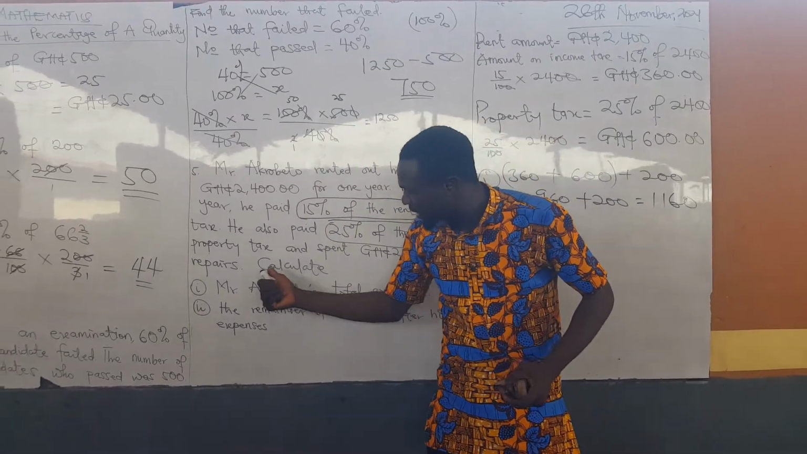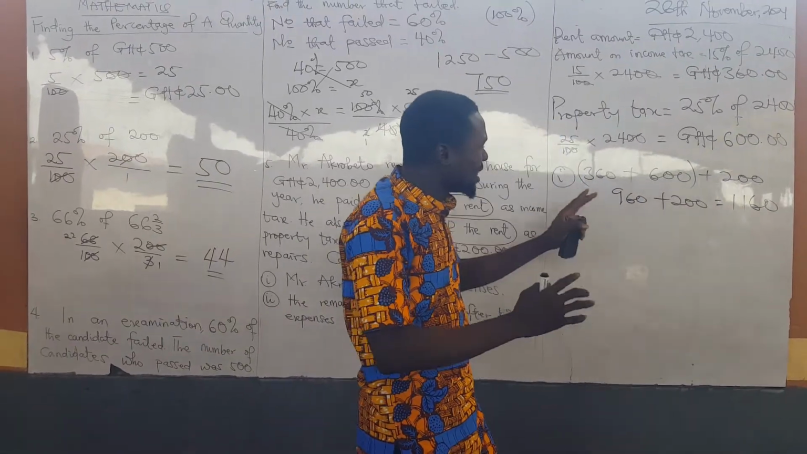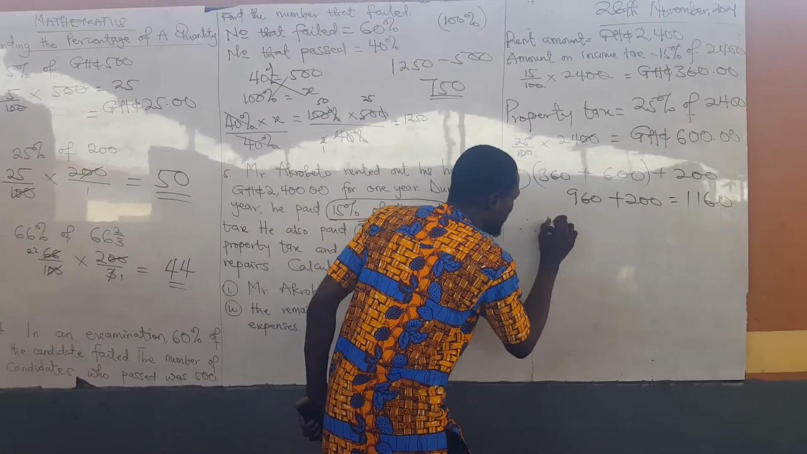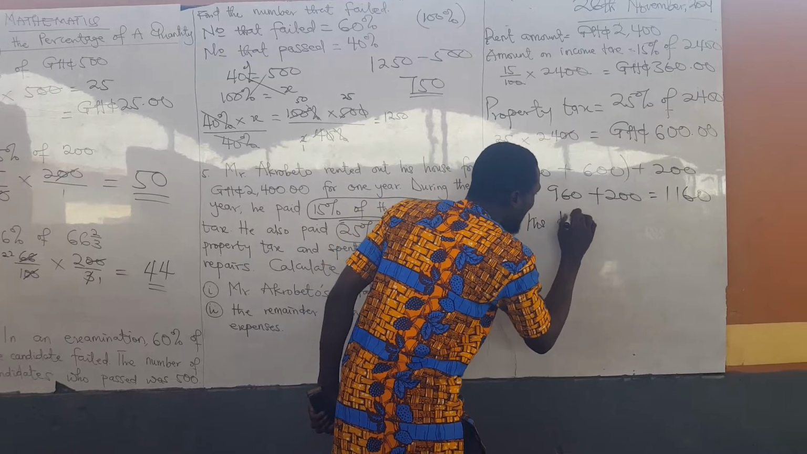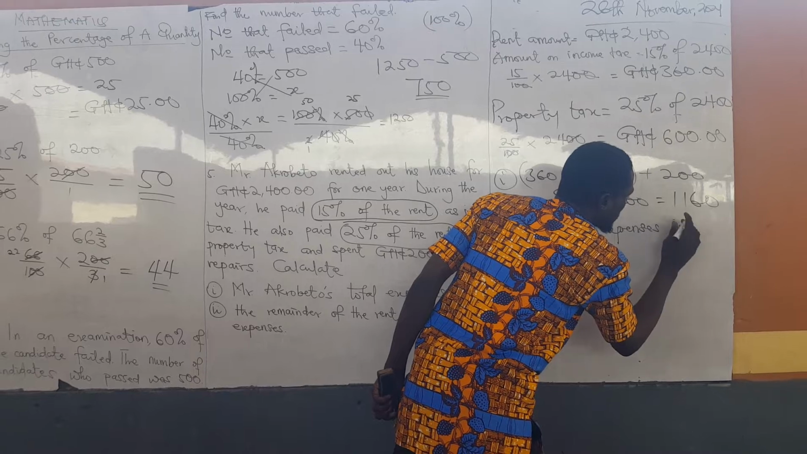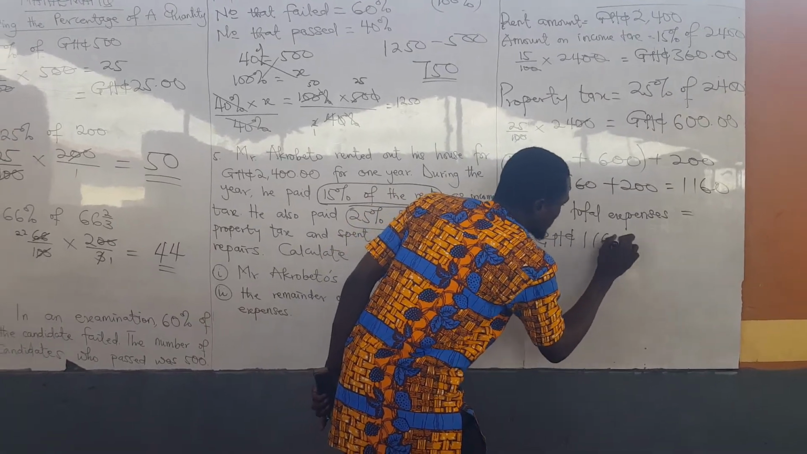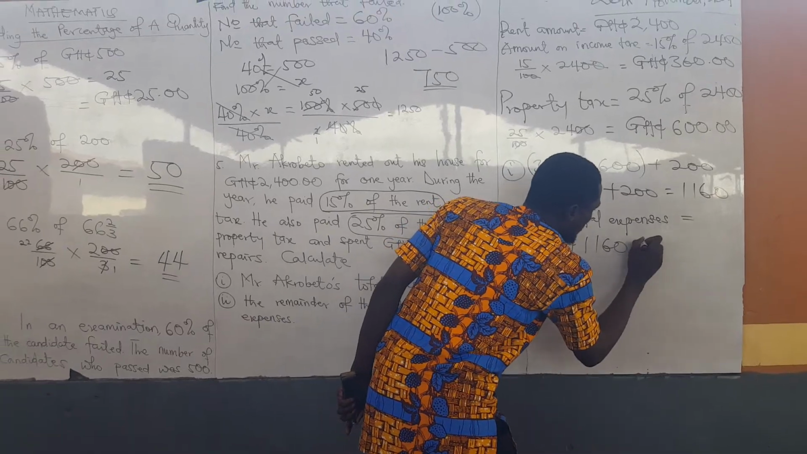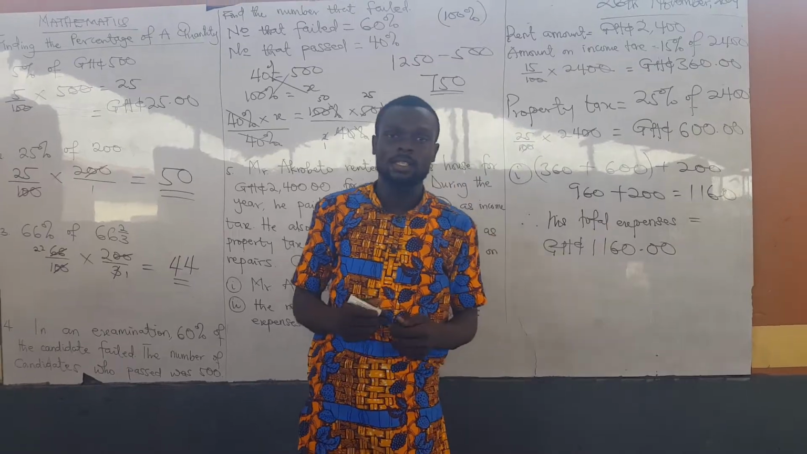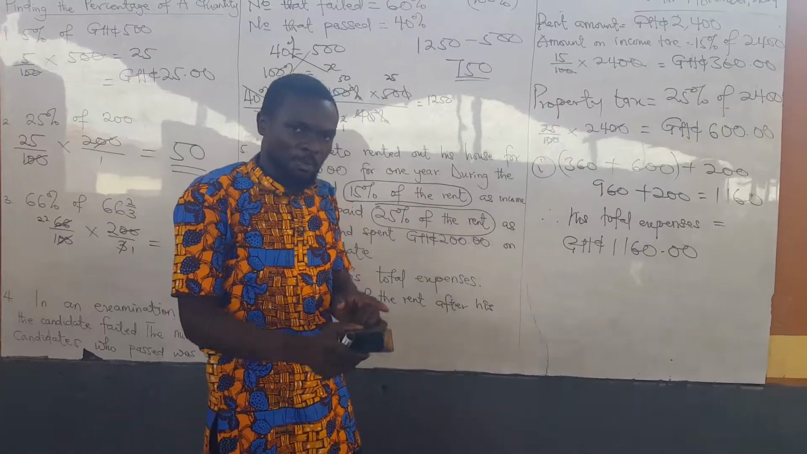So this is the expense on income tax, expense on property tax, and expense on repairs from the question. The first one says calculate Mr. Acrobatus' total expenses. That is, put all the expenses together. So we can say, therefore, his total expenses is equal to 1,160 Ghana cedis. That is his total expenses.